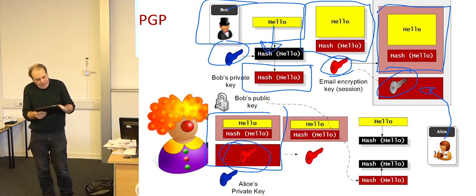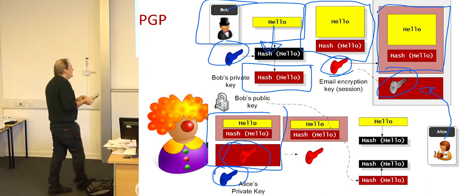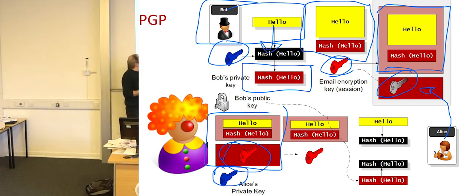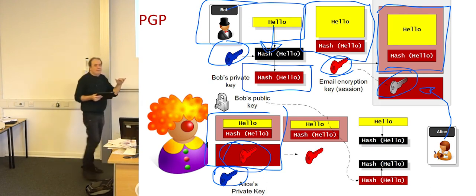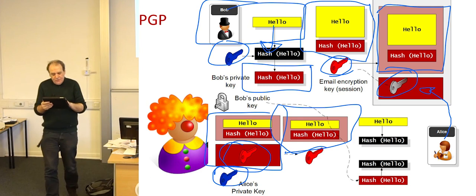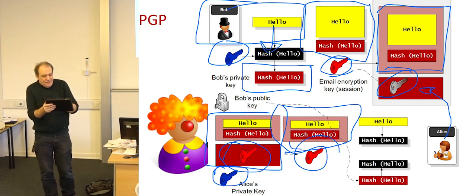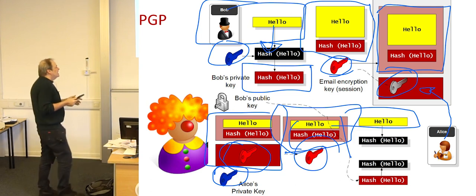When she receives it, she takes this part and decrypts it with her private key. That gives her the key that Bob used to encrypt the email and the hash in there. So she ends up with that. She then decrypts it with that key, and she ends up with the message.